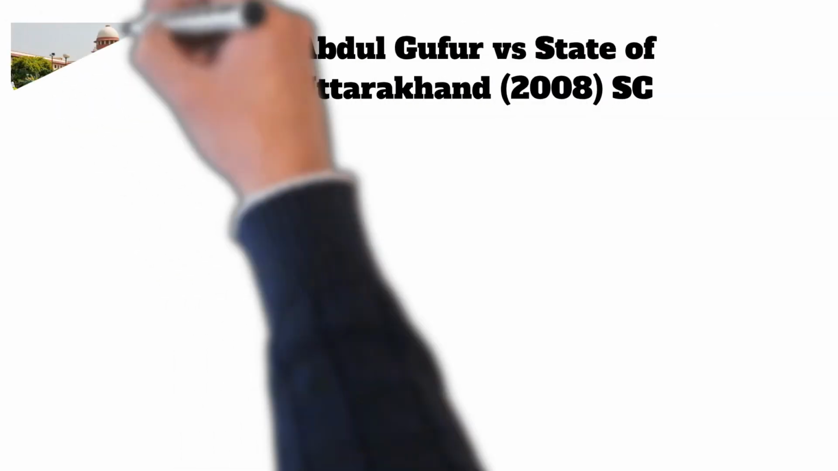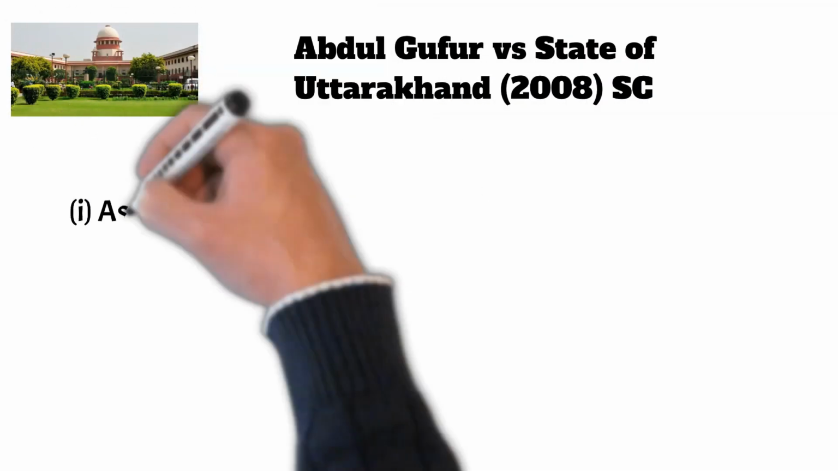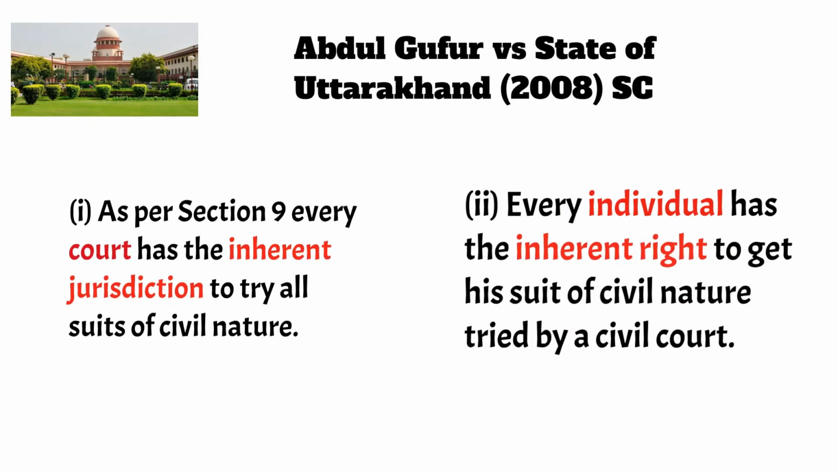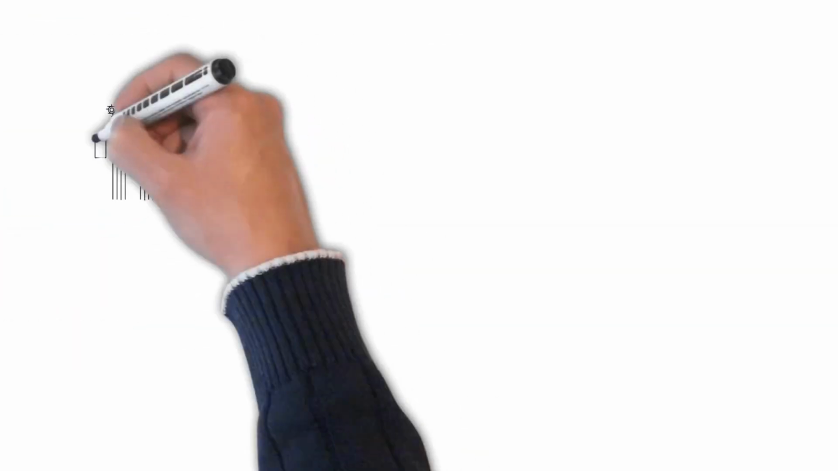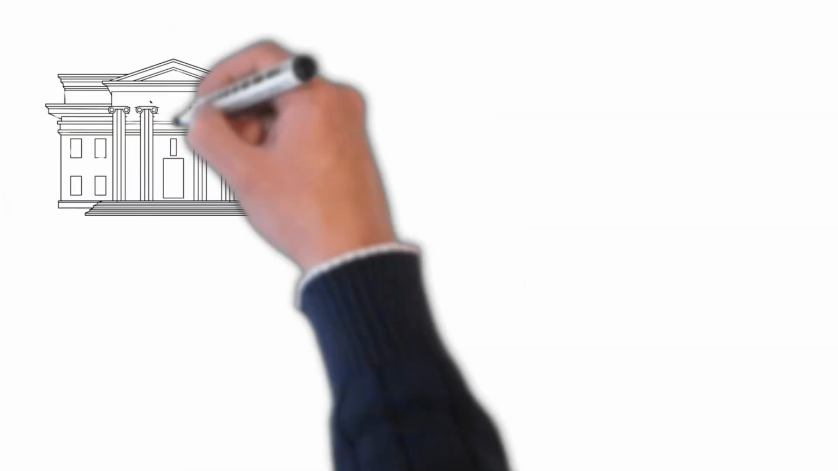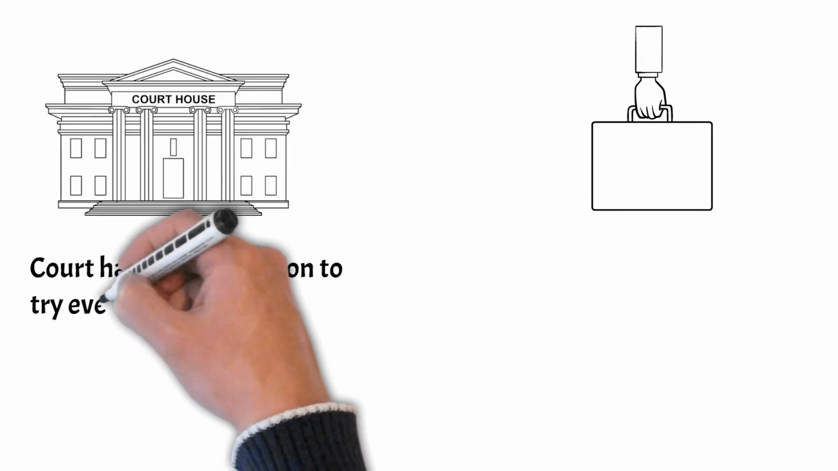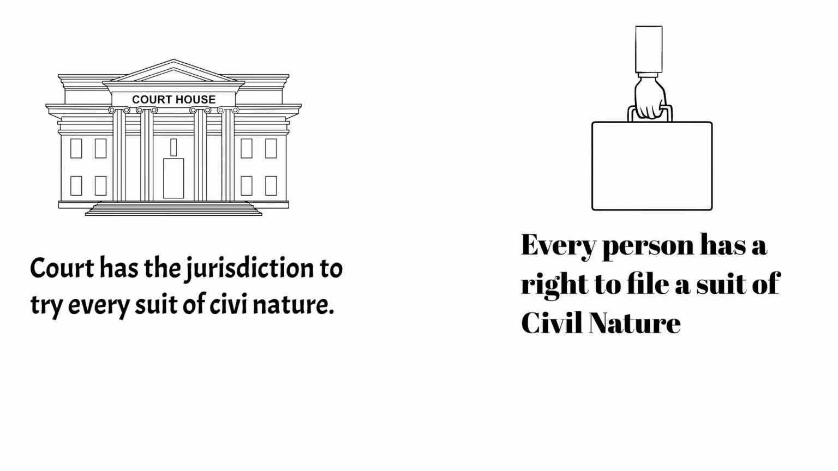Section 9 can be further explained by referring to Abdul Ghafoor versus State of Uttarakhand, wherein it was held that Section 9 provides that every court has inherent jurisdiction to try all suits, and every individual has the inherent right to get his suit tried by the court. So you can say that Section 9 not only provides for the jurisdiction of the court, but it also provides for an individual's right to file a suit of civil nature.